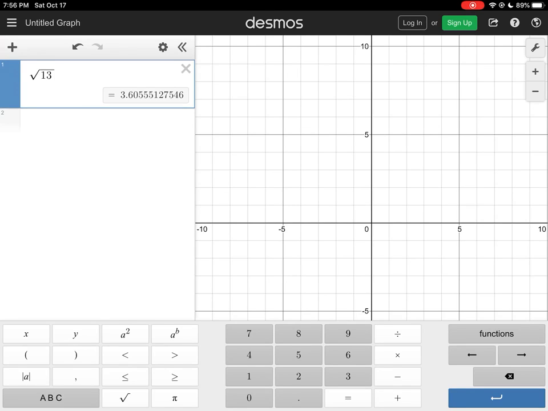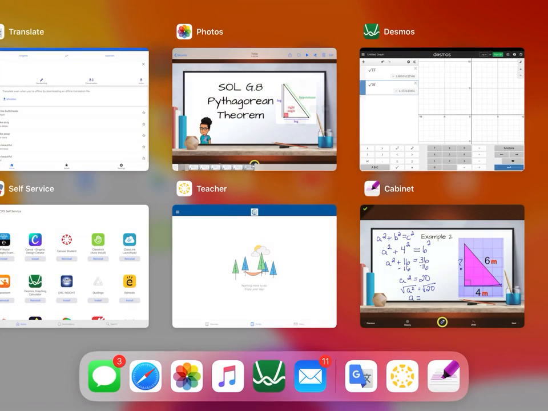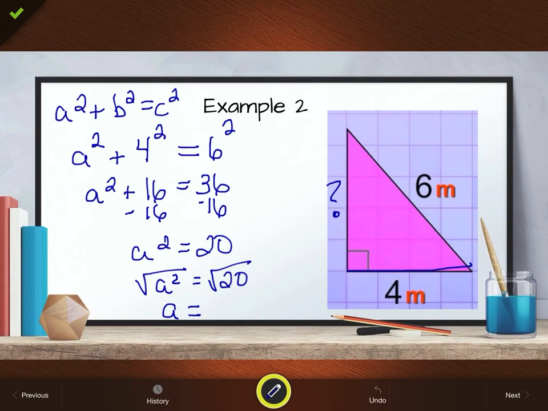So Desmos, square root 20, 4.47 and so on. Round it to the nearest tenth. I'm going to say it's 4.5. So my other leg comes out to be 4.5. And it's meters. Okay, they changed it.